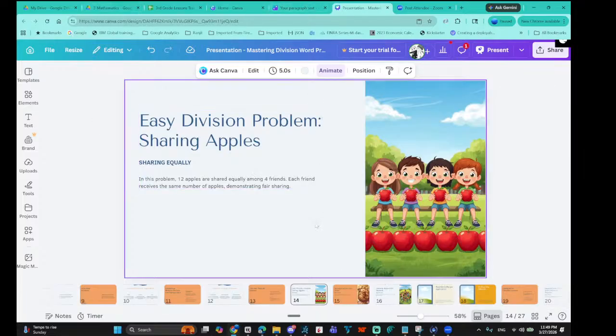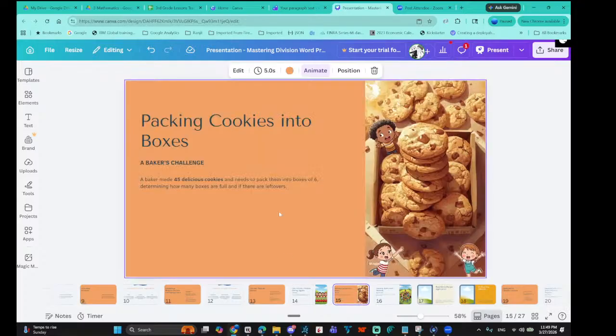So now let's go on to the next problem. Packing cookies into boxes. A baker made 45 delicious cookies and needs to pack them into boxes of 6, determining how many boxes are full and if there are leftovers.